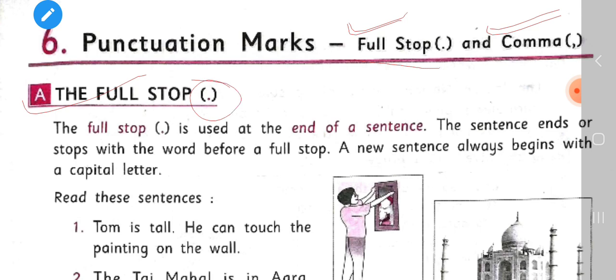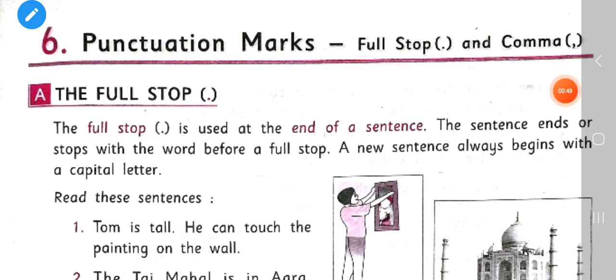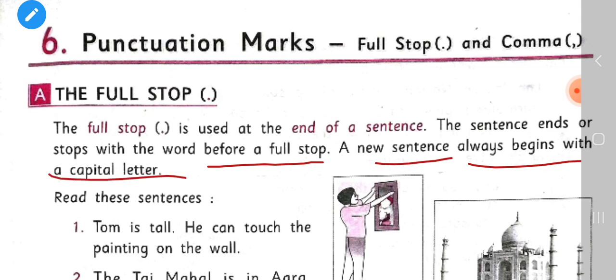Children, this mark is called full stop. Children, the full stop is used at the end of a sentence. The sentence ends or stops with the word before a full stop. A new sentence always begins with a capital letter.